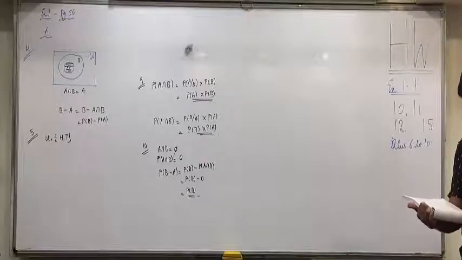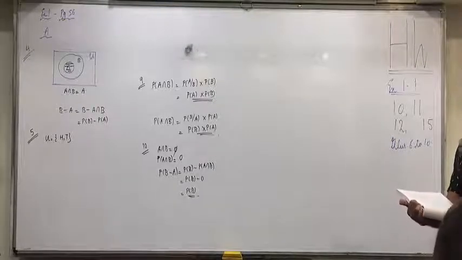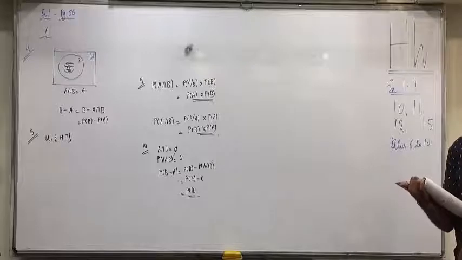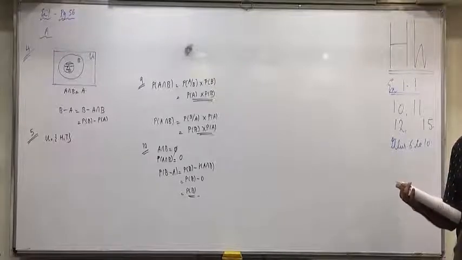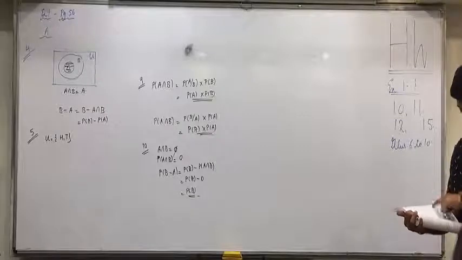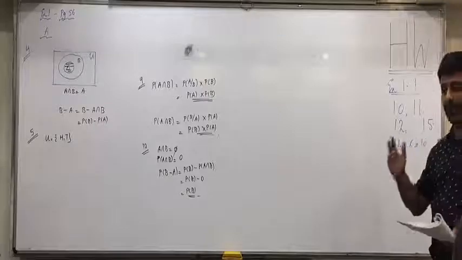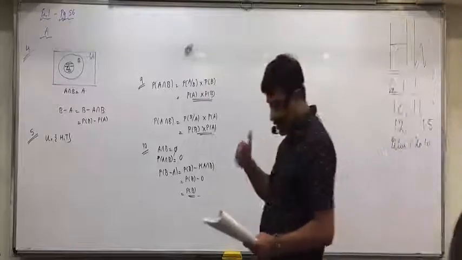Then 11th. What is the total number of sample points in the sample space formed by throwing 3 six-faced balanced dice? First lecture itself I explained. 1 dice 6 raised to 1, 2 dice 6 raised to 2, 3 dice 6 raised to 3. So option B. Same way it's for coins also. 2 raised to 1, 1 coin, 2 raised to 2, 2 coins, and 2 raised to 3.